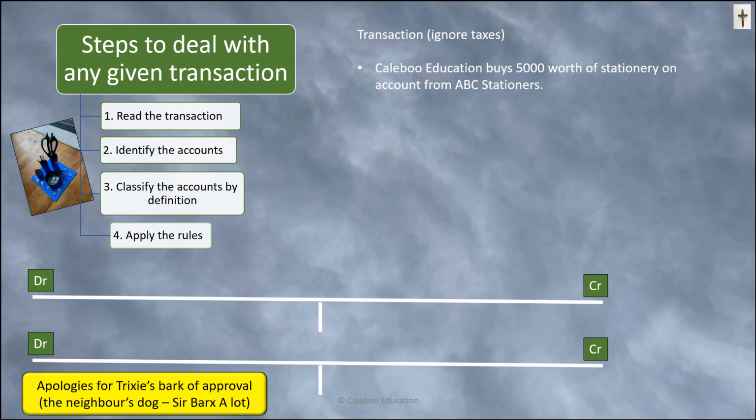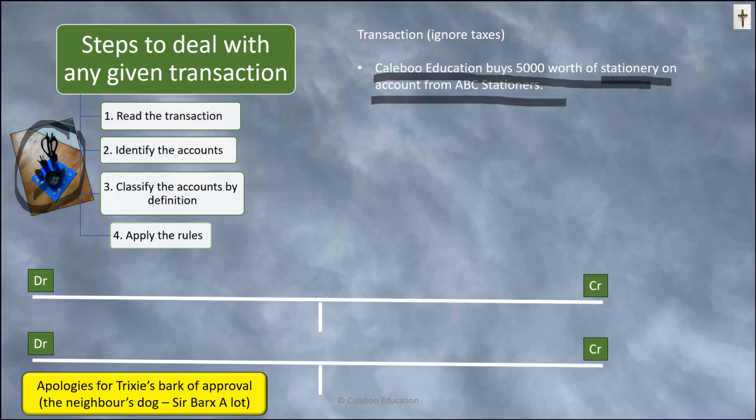This is the next transaction. We can see here Calibu Education, and you, the bookkeeper of Calibu Education, buy stationery worth 5,000 Rand on account. So we've bought this stationery on credit. Buy now, pay later. This is what's on my desk. A pair of scissors, some pens and pencils, stationery. And that stationery holder was made by the little man, Caleb. He gave it to me for Father's Day.